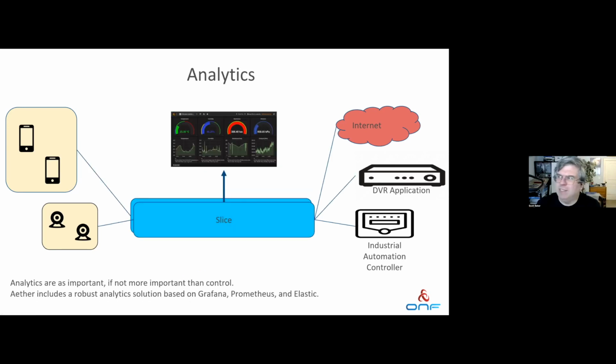Aether recognizes that analytics are as important, if not more important, than configuration control. So we include robust support for analytics. We use the popular cloud native tools of Grafana, Prometheus, Elastic. We have Grafana dashboards that would let you be able to see the health of your deployment as well as the performance, the number of connected devices, the amount of traffic, et cetera. It's all present there in the dashboards.